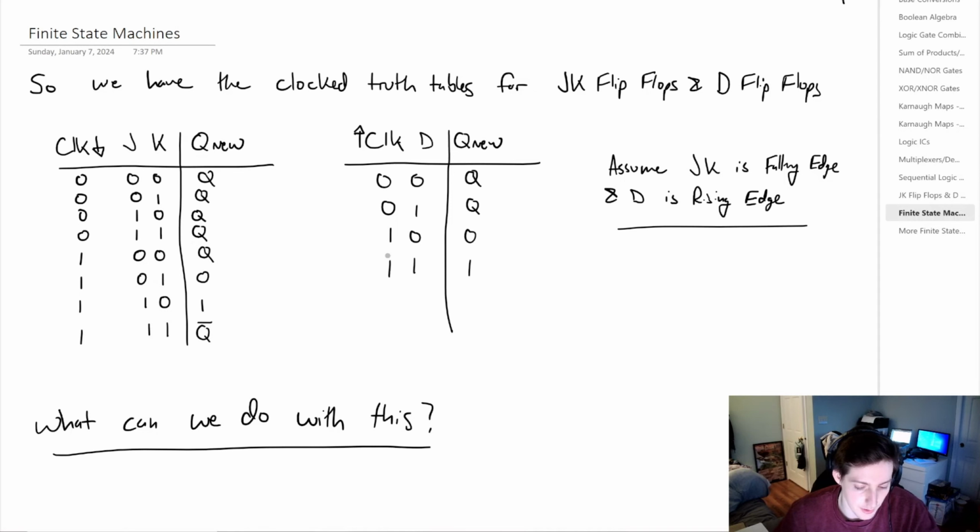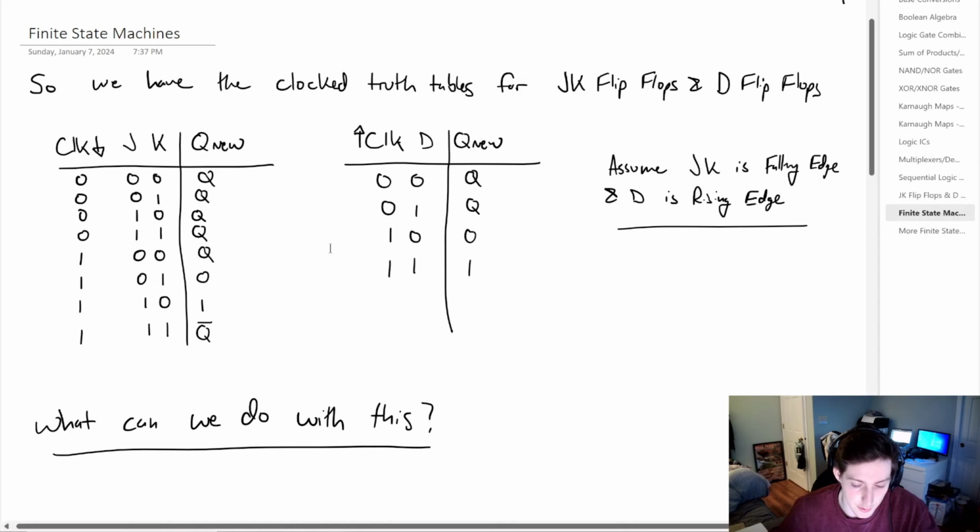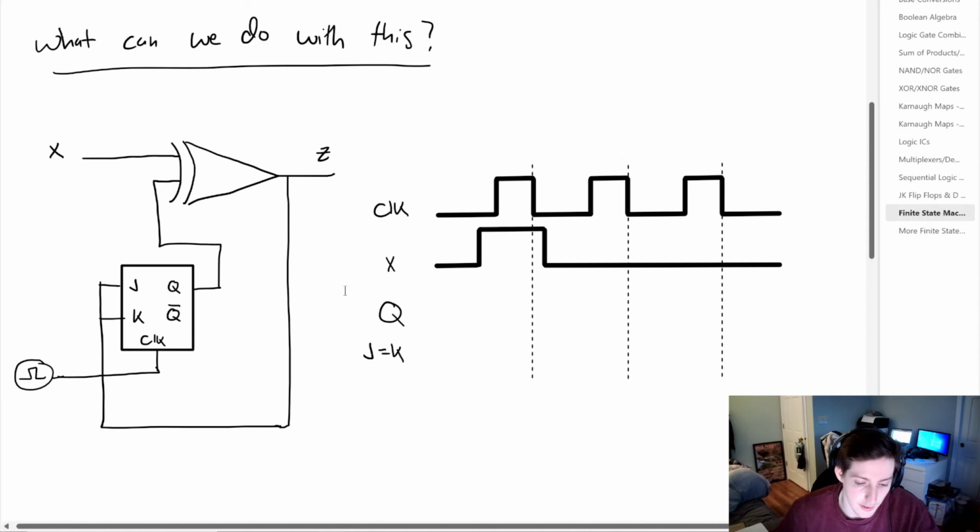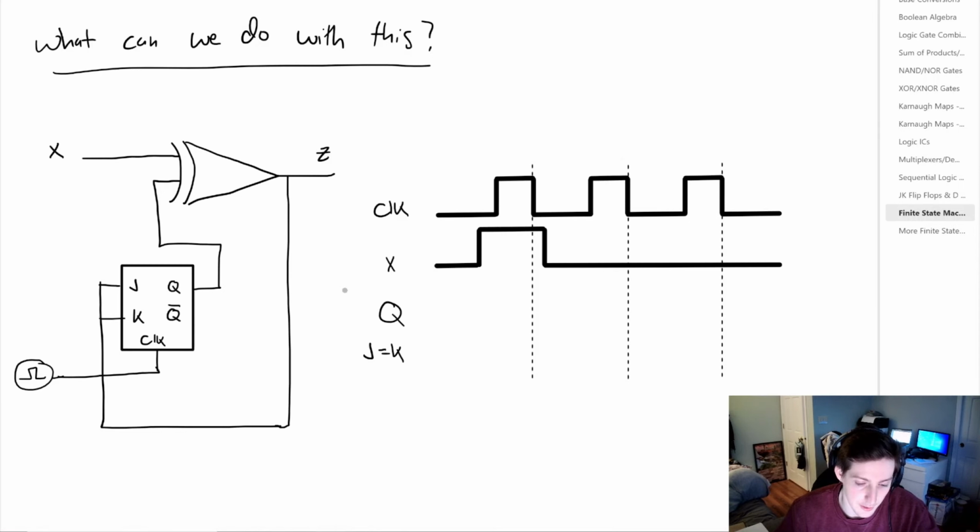So what do we do with this? The age-old question, why is this useful? Well, let's consider the circuit here where we have an exclusive OR gate, we have a JK flip-flop, and we have some clocked input. So this is where we start combining everything that we've learned so far. So we can say that Z is equal to X, exclusively ORed, with Q.